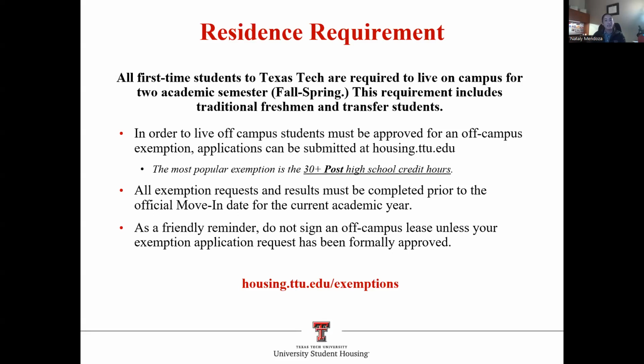But if for any reason they are interested in living off campus, please make sure that they're applying as soon as possible so that we can start reviewing their applications. Typically, exemption applications will take between 5 to 7 business days to review, and all responses do go to the email that they sent the exemption application from.